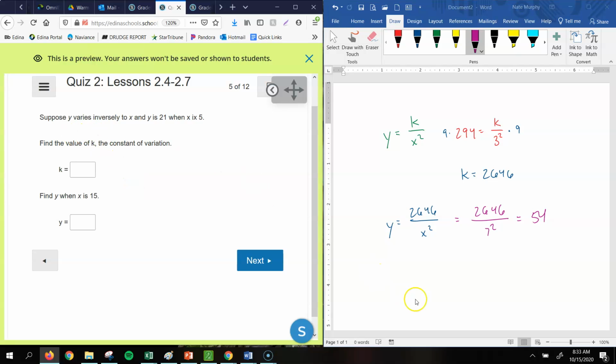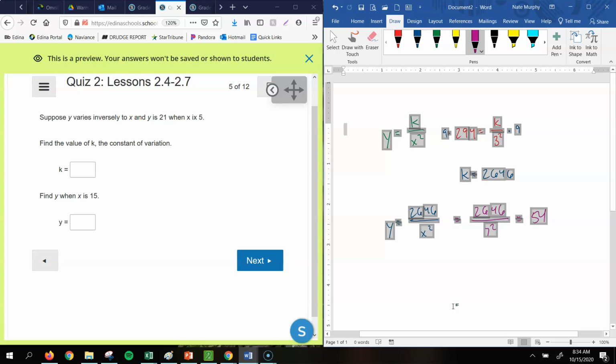Alright, so this one is similar to the one that we just did a minute ago, but this time it says, suppose y varies inversely to x. So it doesn't say square of x, just y varies inversely to x. And y is 21 when x is 5. So we're going to find the value of k and find y when x is 15. Again, there's a typo in there, but I'm guessing that you won't see that typo because I will fix those.